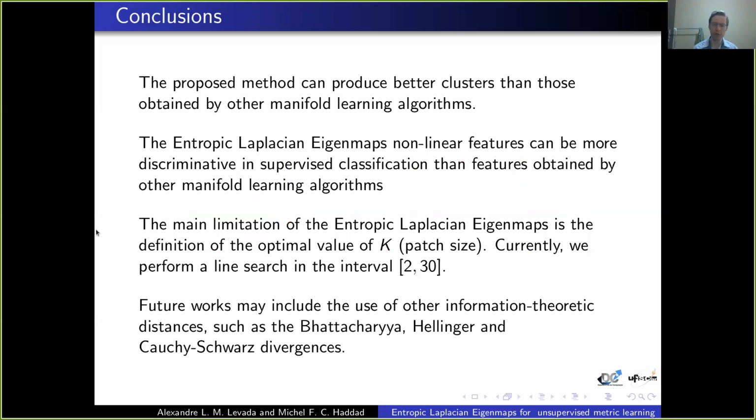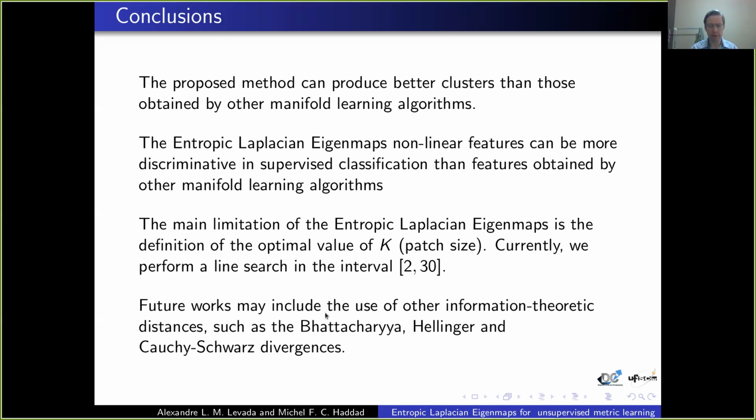So our conclusions: the results were promising, but we have one limitation with our method. That is the definition of the optimal value of k, the patch size. We don't have an automatic method for estimating the optimal value of k. What we are doing currently is performing a line search in the interval 2 to 30. We test several values and choose the best one.